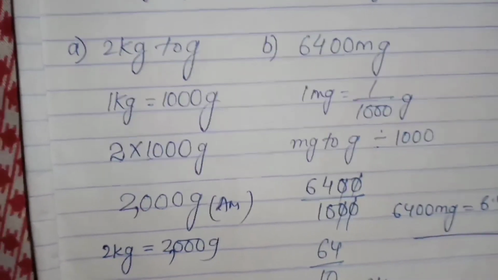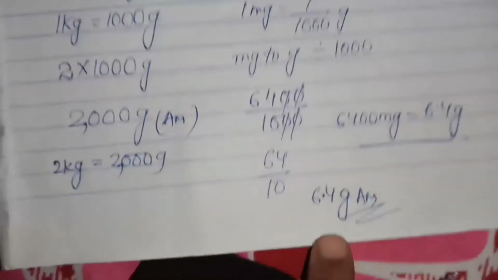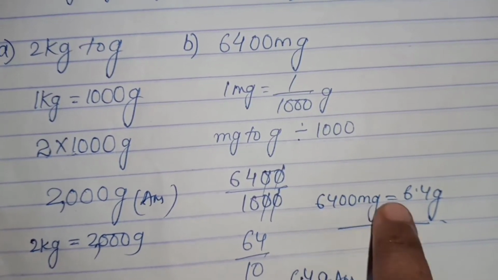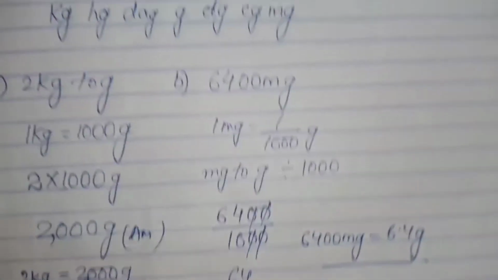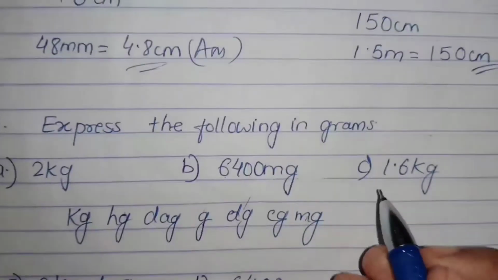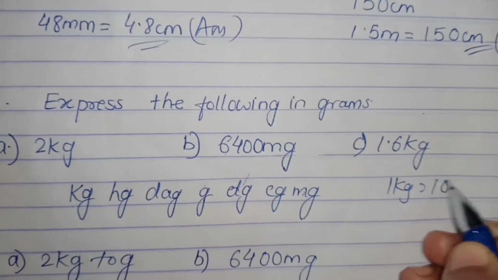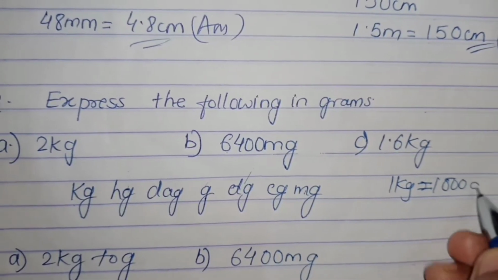This one is the answer. This one is also an answer, and this one I have shown you: 6400 milligram is equal to 6.4 grams. Okay, now let's do number C. This is 1.6 kg. So 1 kg is equal to 1000 grams.